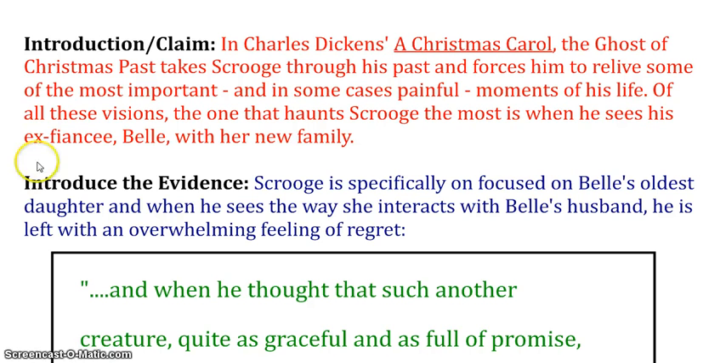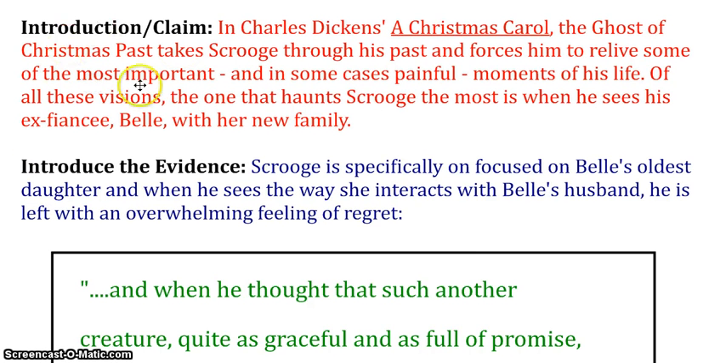So let's take this example. I have up here my introduction and my claim that says, in Charles Dickens' A Christmas Carol, the ghost of Christmas past takes Scrooge through his past and forces him to relive some of the most important and in some cases painful moments of his life. Of all these visions, the one that haunts Scrooge the most is when he sees his ex-fiancée Belle with her new family. So there I've got my claim, and I've introduced my main idea.